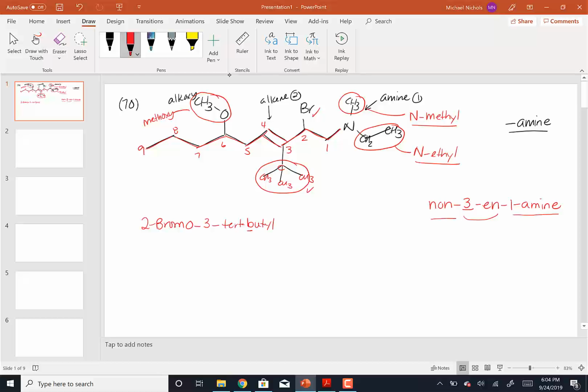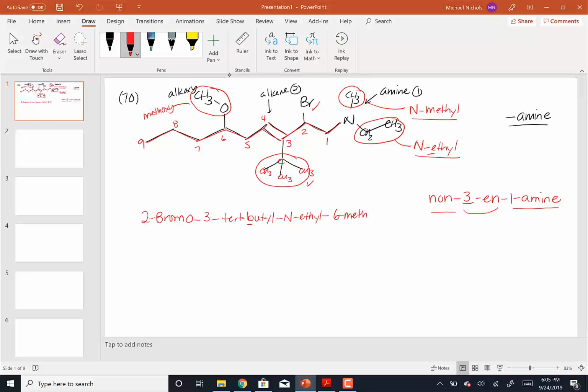So now we're going to alphabetize the N-ethyl, so it goes N-ethyl because of the E. Then methoxy versus methyl. Methoxy comes first, so that's going to be a 6-methoxy. And then the methyl group, so now we have an N-methyl. And that now is including all of the substituent names. So the name of this molecule would be 2-bromo-3-tertiary butyl N-ethyl 6-methoxy N-methyl non-3-ene 1-amine. Okay.